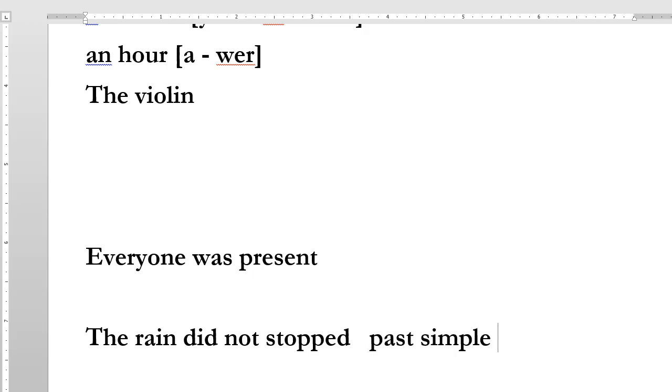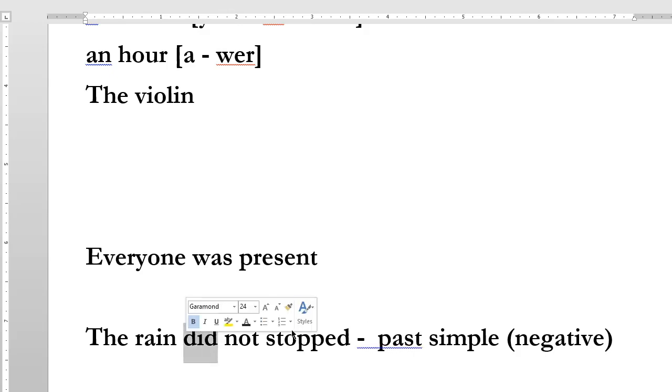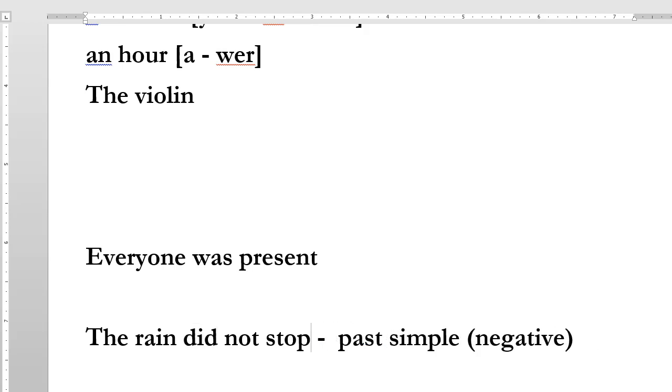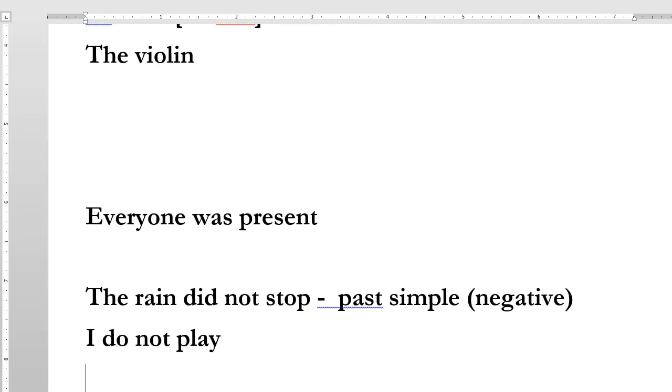And what is the form? Is it positive or negative? It is in negative form, right? So it is not telling about something affirmative. I'll write negative here. Negative means no. And in this case, as you already indicate did not, using the past simple, the negative format, do not say stopped. So let's go through something else. You can say, I do not play. If you say I do not played, that is wrong.